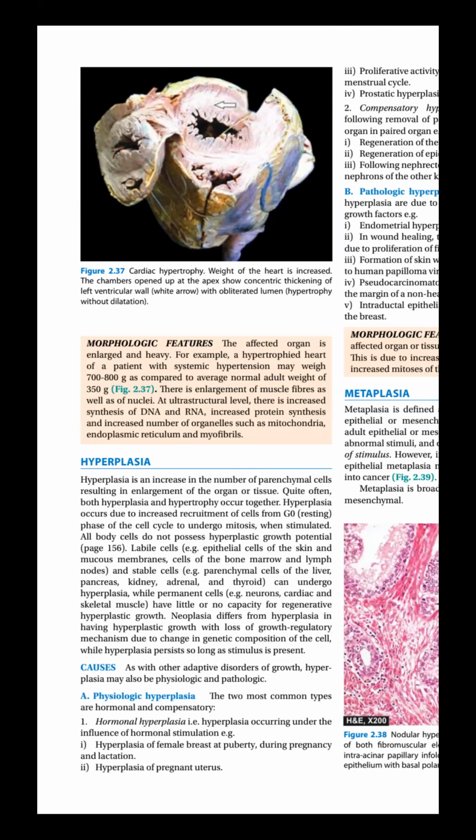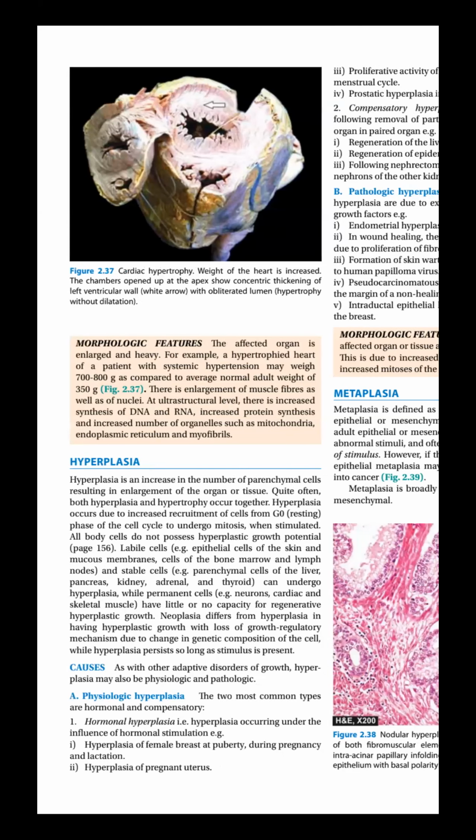Permanent cells are the neuron and the cardiac cell. In cardiac cells, they do not come back to normal size. When there is hypertrophy, even though there is no load anymore, the size of the cardiac cell remains the same.